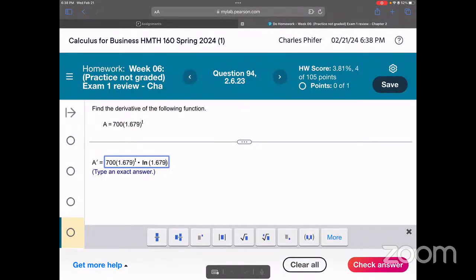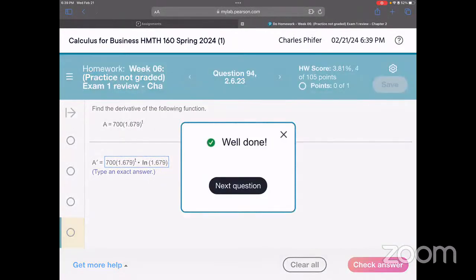Because again, if this were base e and we multiply by the natural log of e, well, the natural log and e cancel, or it's just 1. So that's why initially we didn't see it. But when the base is not e, this is how we address or account for it. Okay. All right, let's do another one.